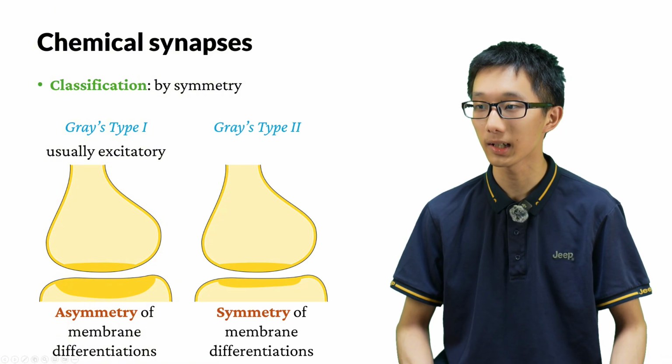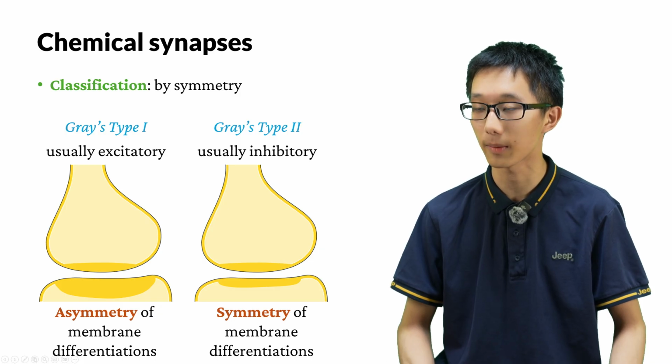On the other hand, synapses with symmetrical membrane differentiations are called Gray type 2 synapses. They are usually inhibitory, meaning that an action potential in the presynaptic neuron will usually inhibit or hyperpolarize the postsynaptic neuron, making it less excitable.